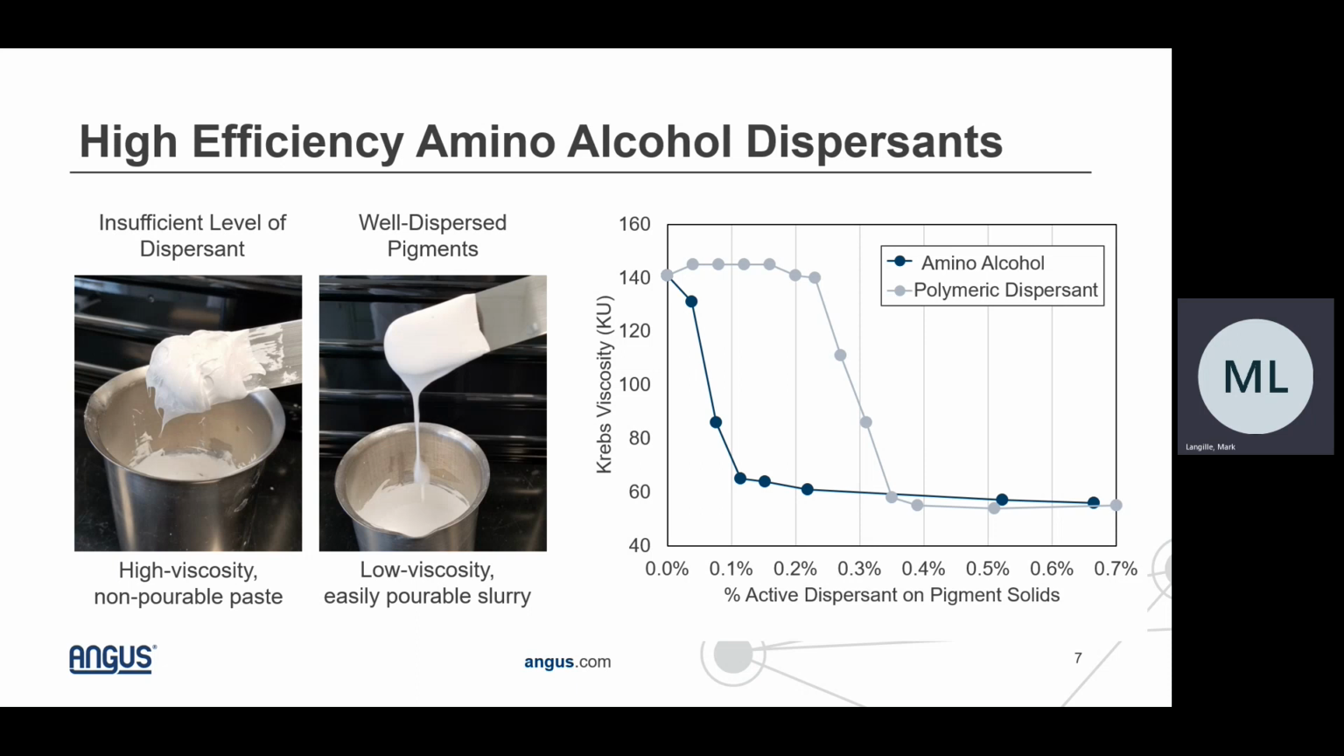On the graph on the right, you can see two dispersant demand curves for titanium dioxide. One is for an amino alcohol, which is the dark blue, and the other is for a polymeric type dispersant, which is the light gray. The viscosity drops off at a much lower addition rate of the amino alcohol than it does for a polymeric dispersant. So in other words, you need significantly less of an amino alcohol than you would a normal polymeric dispersant to achieve a similar quality pigment grind.